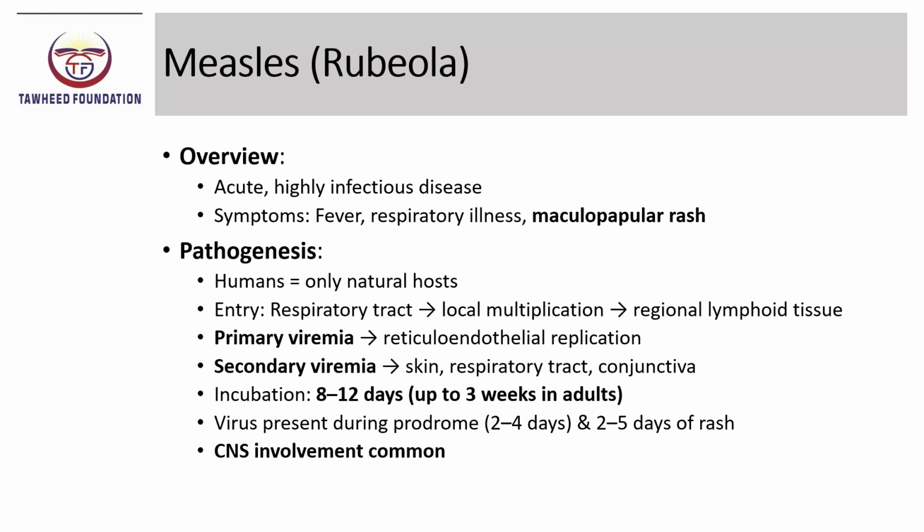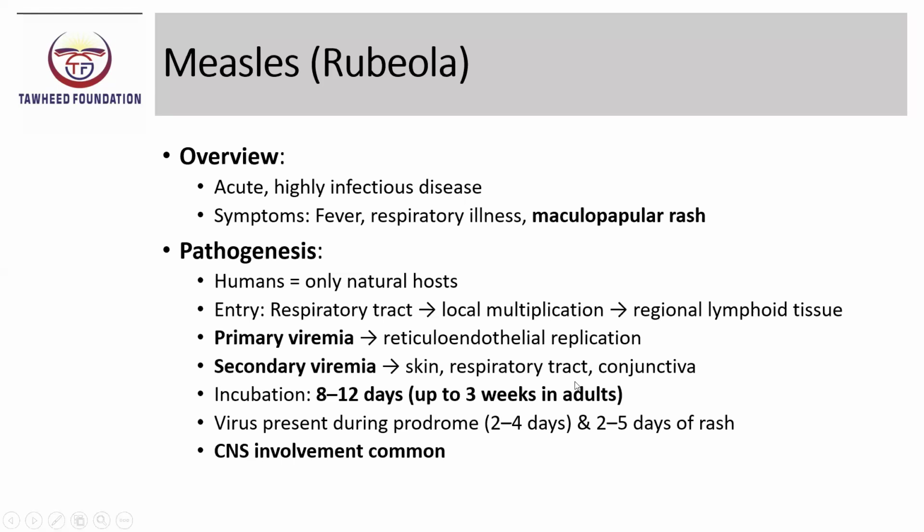The virus gains access to the human body via the respiratory tract, where it multiplies locally. The infection then spreads to the regional lymphoid tissue. Primary viremia disseminates the virus, which then replicates in the reticuloendothelial system. Finally, a secondary viremia seeds the epithelial surfaces of the body, including the skin, respiratory tract, and conjunctiva.